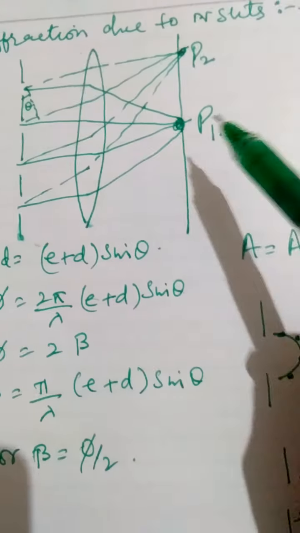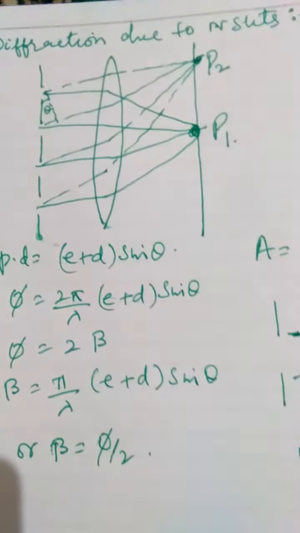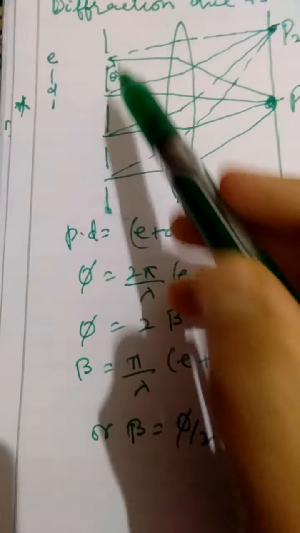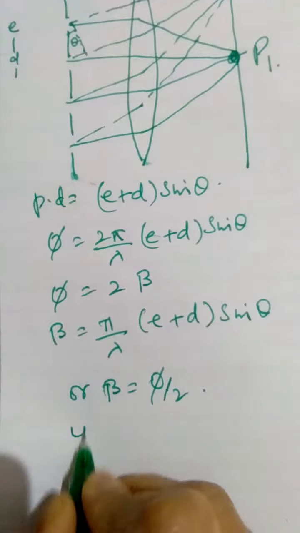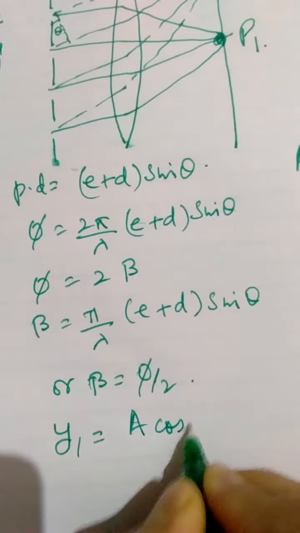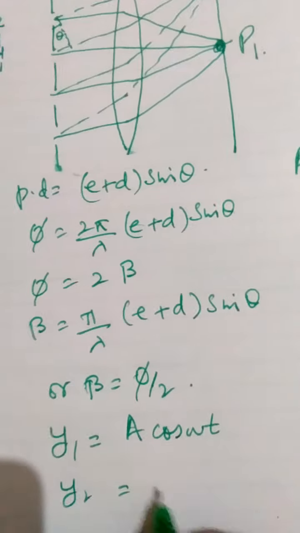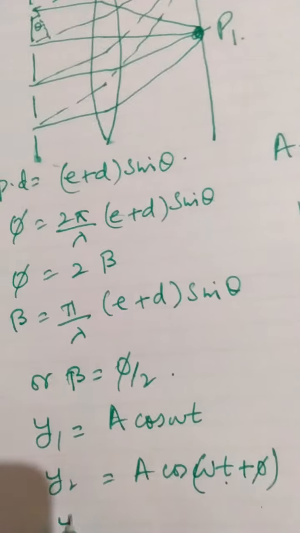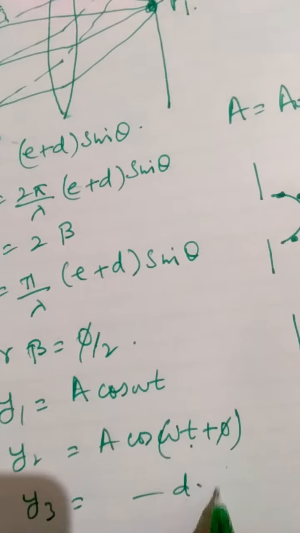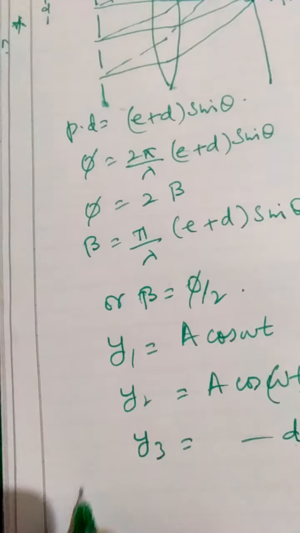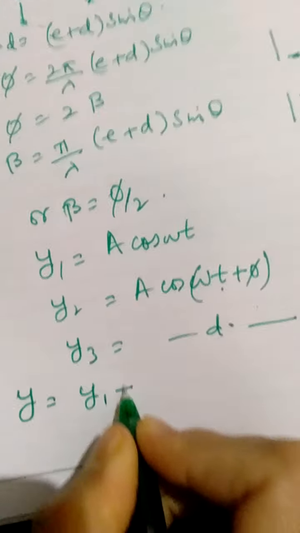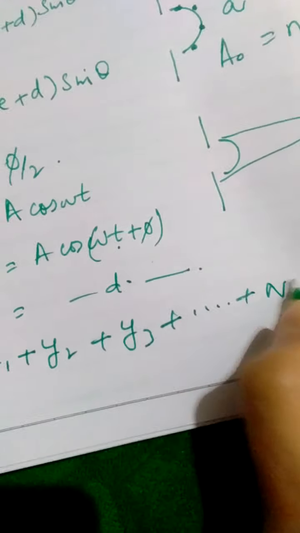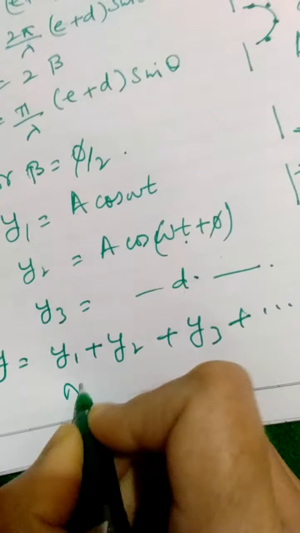Today you have to find what is the intensity on the screen due to diffraction from n number of slits. For that you may need to write what are the wave equations of the waves from different slits. Suppose they are written as y1 is equal to A cos omega t, y2 is equal to A cos (omega t plus phi), where phi is the phase difference. Y3 similarly is equal to the same thing, and the total disturbance y is equal to y1 plus y2 plus y3 plus so on up to n terms. And what is n? This n is the number of slits.